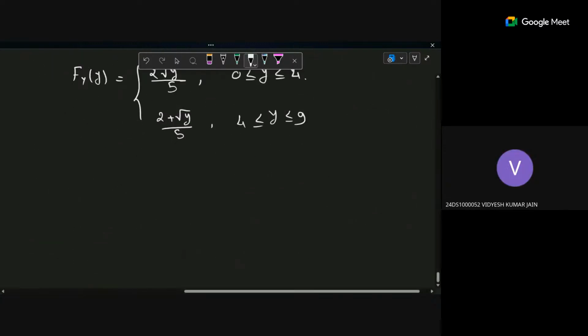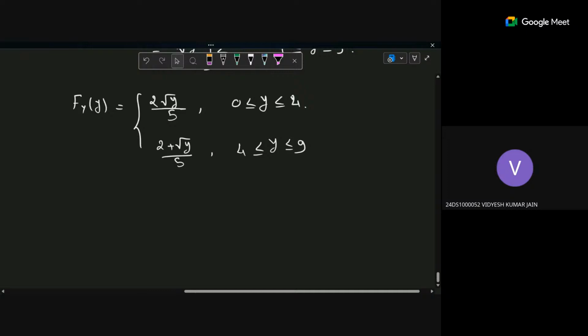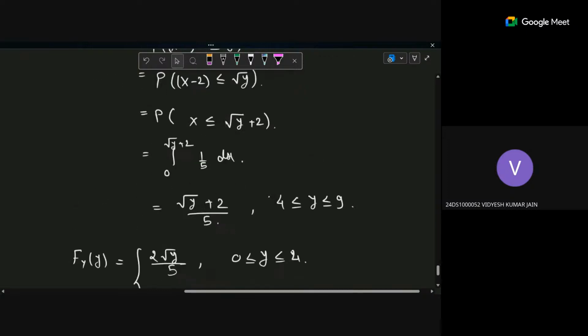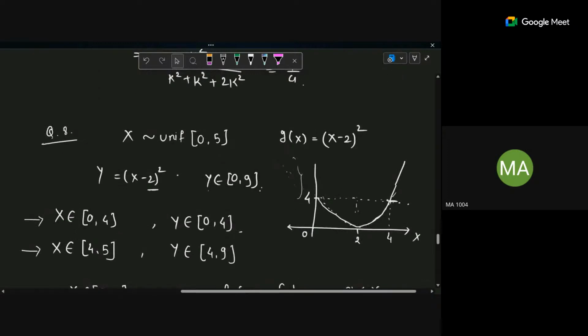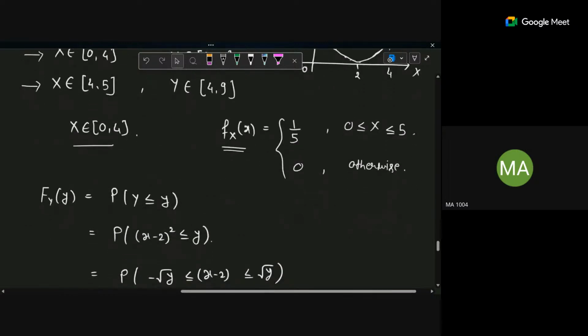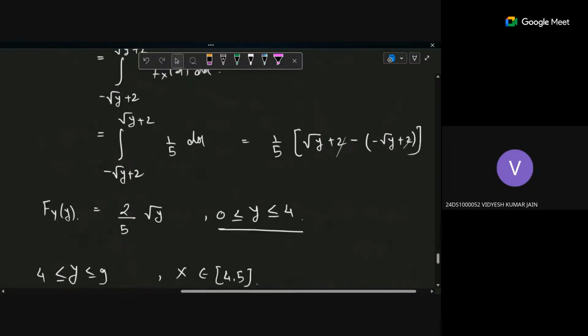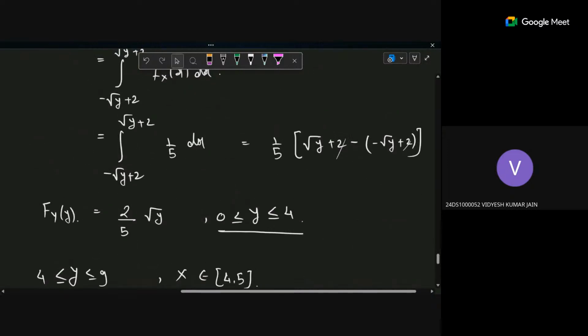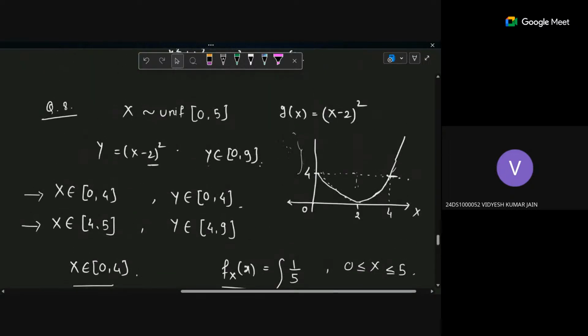Thank you, ma'am. I lost where you calculated 1 by 5. How did you get 1 by 5? Your x is a uniform distribution on the interval 0 to 5. If x is uniform, how do we get the PDF? It's nothing but 1 upon b minus a, where b is 5 and a is 0. It will be the same for both limits, because we have two ranges of x, 0 to 4 and 4 to 5.